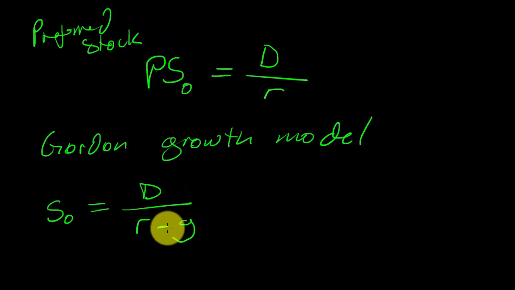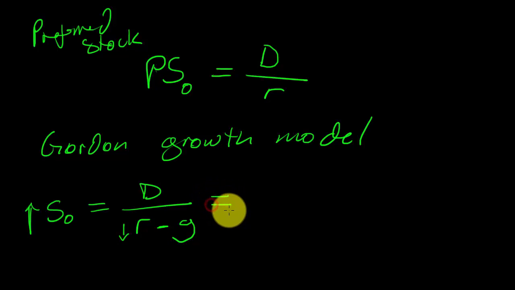What happens algebraically, mathematically, is that this G makes the denominator smaller. And if the denominator is smaller, then it makes the price of the stock bigger. That makes sense because our company is growing faster than all the other companies. Dividends don't necessarily change, and the stock price goes up.